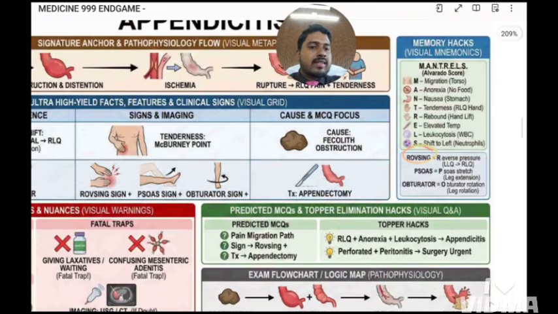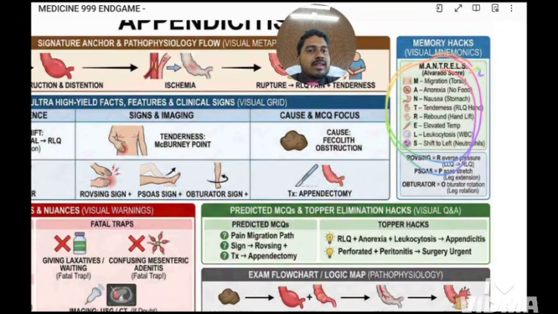So Rovsing sign. What is Rovsing sign? Rovsing sign means when you apply pressure in the left lower quadrant, there is pain in the right lower quadrant. This is known as Rovsing sign. Psoas sign means when you stretch the leg, on extension of the leg, there is pain. And third is obturator sign. When you rotate the leg, then there is pain associated with it. So all these are indirect signs of appendicitis.